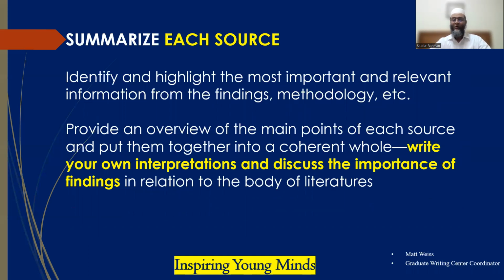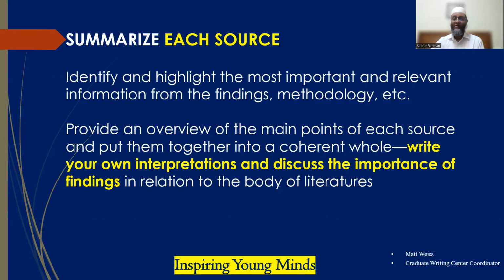Summarize each source. Okay, so you may have 200 sources, 200 papers. You can summarize some of the sources, not all together, in tables and figures, maybe 20 references together or individually. Identify and highlight the most important and relevant information from the findings and methodology from different sections. Provide an overview of the main points of each source and put them together to make a coherent whole. Write your own interpretation. Just don't copy and paste from the literature. That's why you need to think critically and make your own interpretation, because once you read 20 papers, 30 papers, certainly you can write your own interpretation.